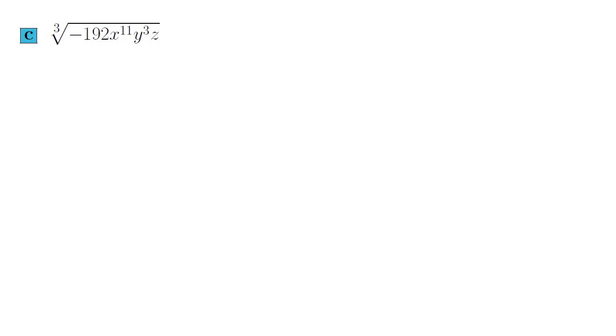Okay, here's part C. We have another monster radical expression to simplify. This time it happens to be a cube root. The first thing we should really do is consider each of the variables and the coefficients separately. So I'm going to think about this as the cube root of negative 192, and then I'm also going to have to consider the cube root of x to the 11th, and then I also have the cube root of y cubed, and then finally I have the cube root of z.